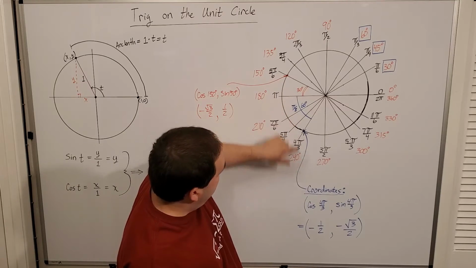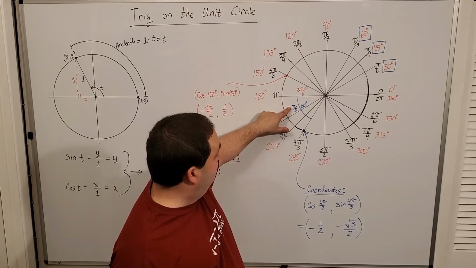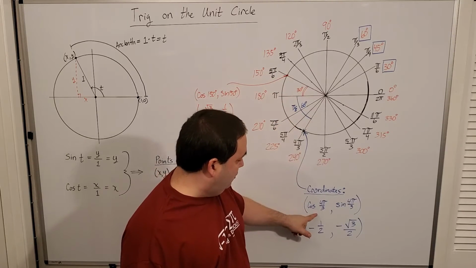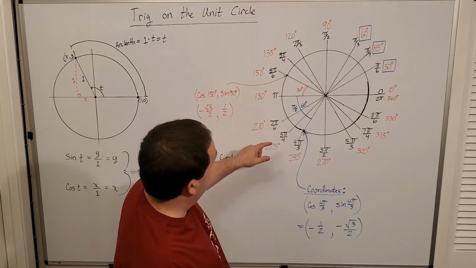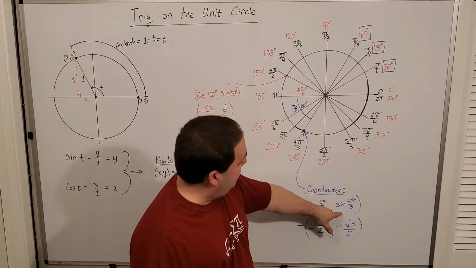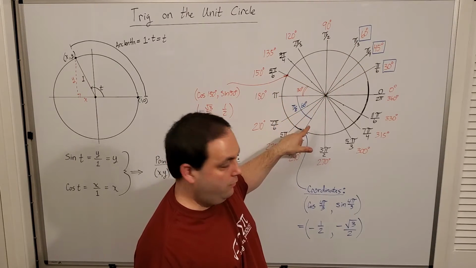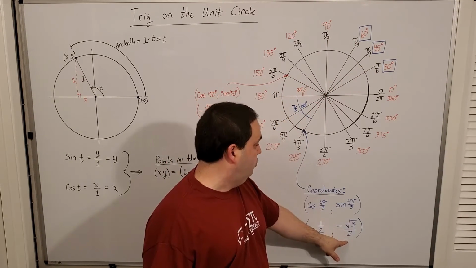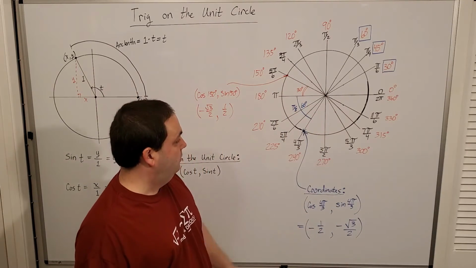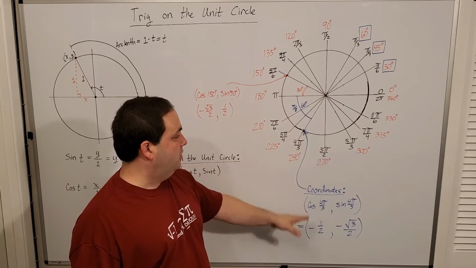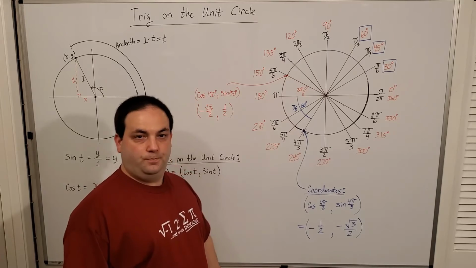So, the cosine of pi over 3 is 1/2. But in quadrant 3, cosine is negative, so I have negative 1/2. Okay? Sine of 4 pi over 3 is the same thing as the sine of 60, sine of pi over 3, which is square root of 3 over 2. But in quadrant 3, sine is negative, so it's negative square root of 3 over 2. And that would also correspond to the coordinates of that point on the unit circle.